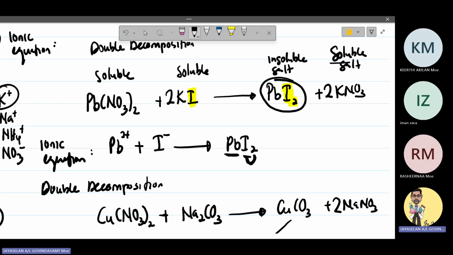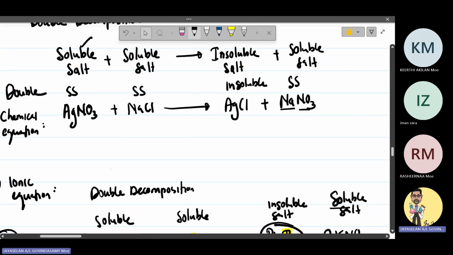Berapa ion ini? Balance the equation. You got 2, right? So, here put 2 lah. So, you already score 2 marks. Sir, I still cannot do lah. Remember, PbI2 is insoluble. So, I cannot do. So, I go for this fine.